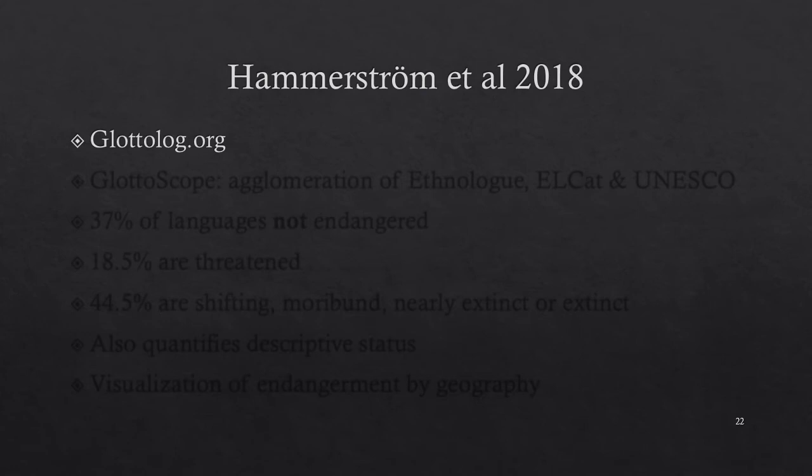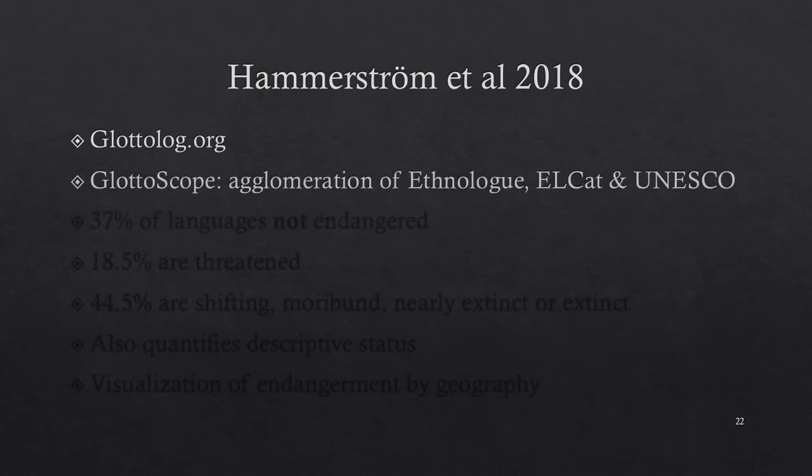If you haven't been to Glottolog.org, you should definitely go online and check it out. It's a freely accessible open access catalog, a list of all of the languages of the world. In this paper, they're announcing a new feature of Glottolog.org called Glottoscope. Glottoscope looks at information about language endangerment, which is taken from the Ethnologue, LCAT, and UNESCO.